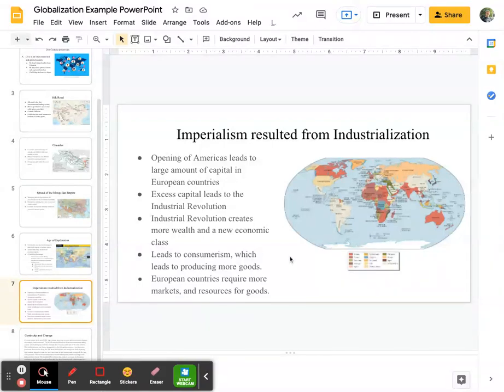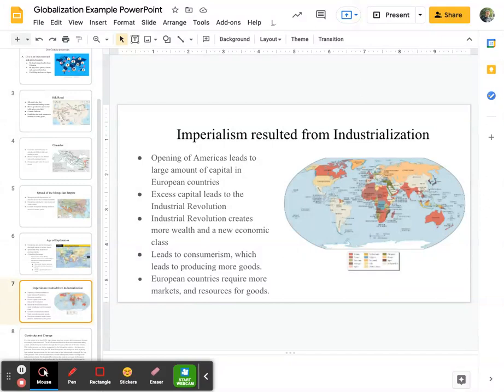Because the Americas are delivering huge amounts of capital, so just money is pouring into Europe, this excess capital is what's going to allow these European nations to be the spearhead of the Industrial Revolution, because they're going to be able to take that capital and invest it in new processes that are going to allow them to make goods cheaper and faster.